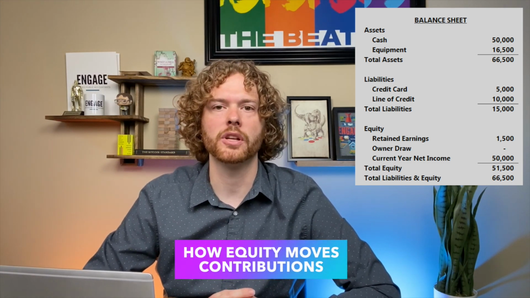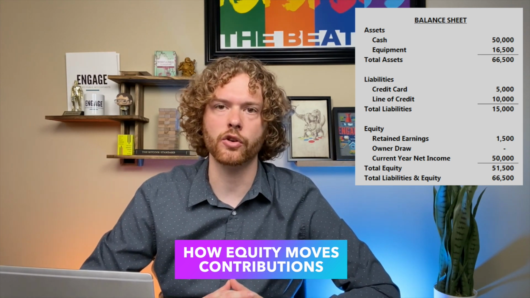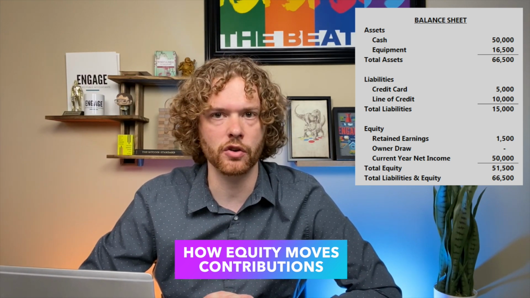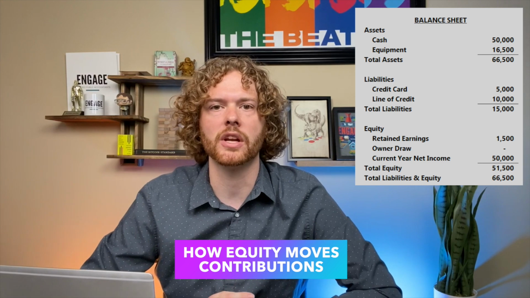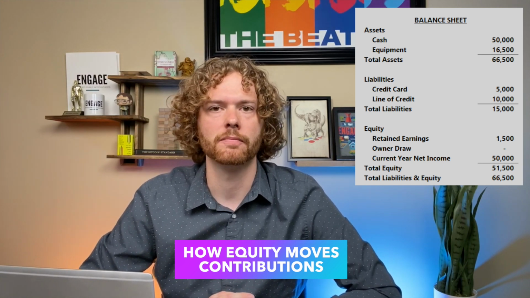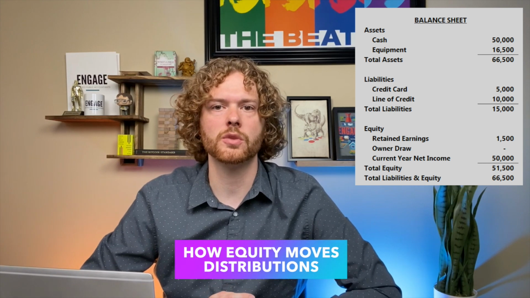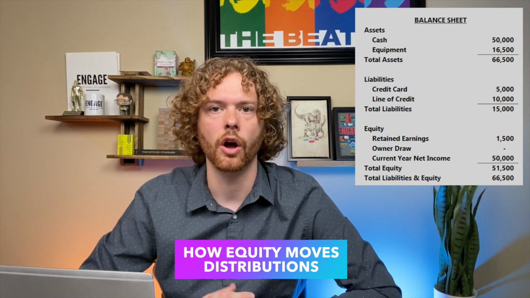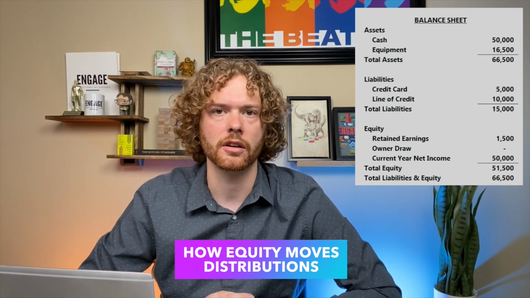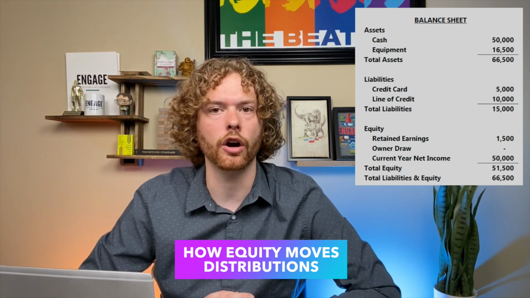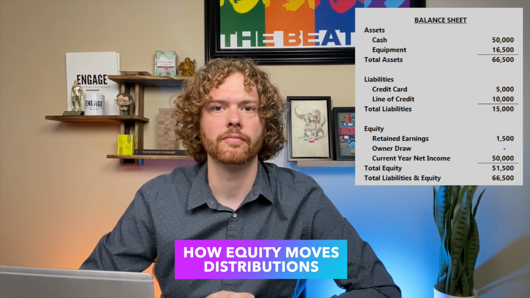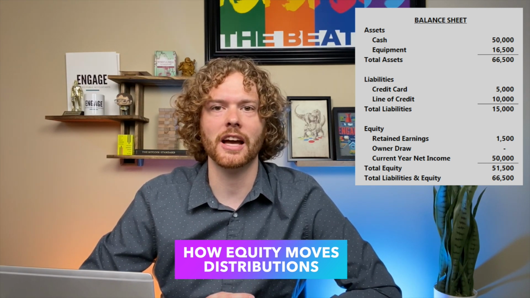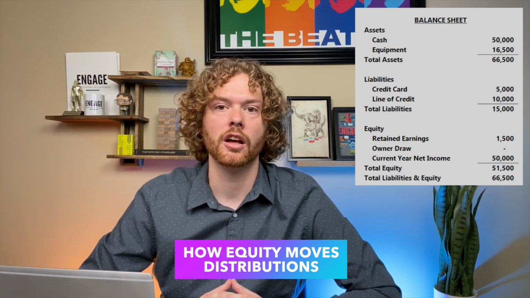So let's talk about how equity moves. Contributions increase when money is put into the business from an owner of the business. The only time contributions should decrease is if a journal entry is made to zero out the equity accounts to retained earnings at the start of a new year. Distributions increase when money is paid out of the business bank account or credit card for personal expenses of the owner, or when distributing money to the owner. If the owner is paying themselves for their hard-earned work, this is where the payments go. The only time distributions should decrease is if a journal entry is made to zero out the equity accounts to retained earnings at the start of a new year.